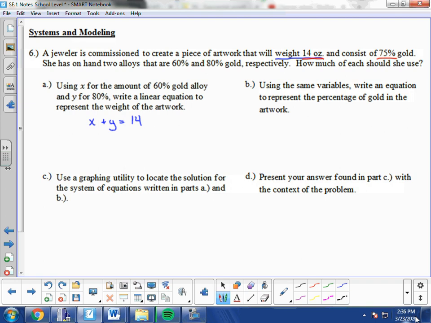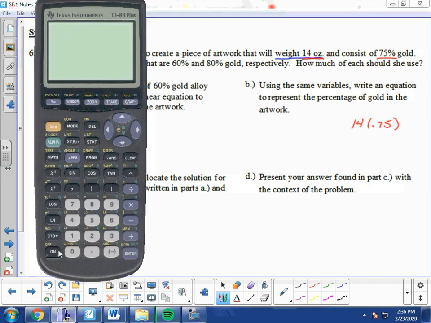So at the end, 14 ounces times 0.75. Remember, we have to convert percents to a decimal. This is the weight of just gold at the end. So 14 times 0.75. There would have to be 10.5 total ounces of pure gold at the end. Now, how do we get there? And we'll come back to this 10.5 number. We'll simplify in a second.